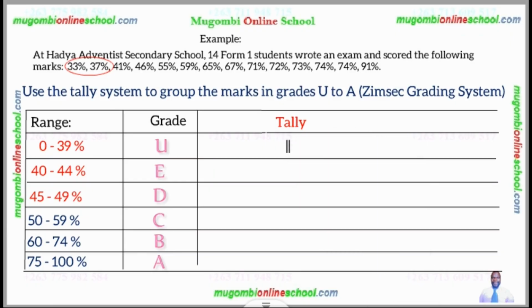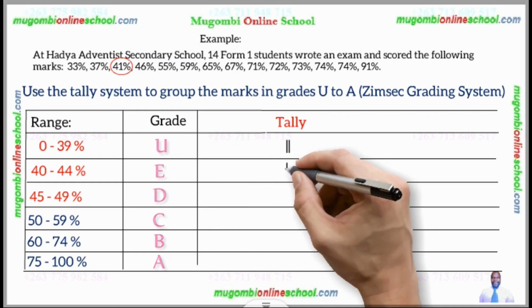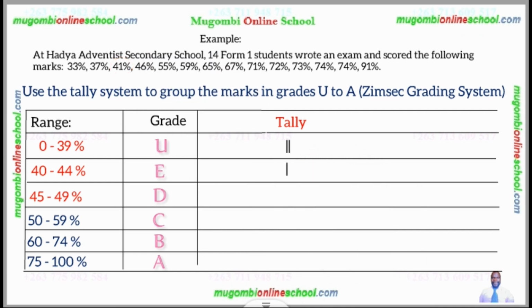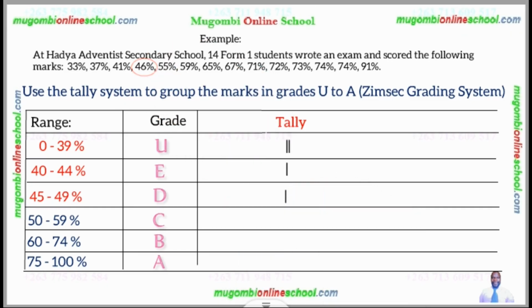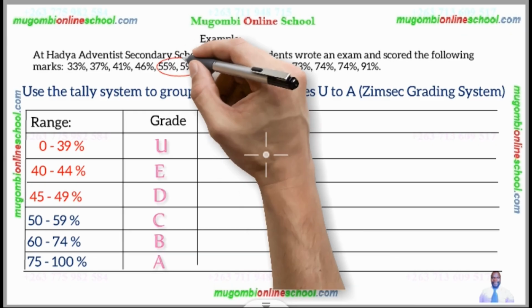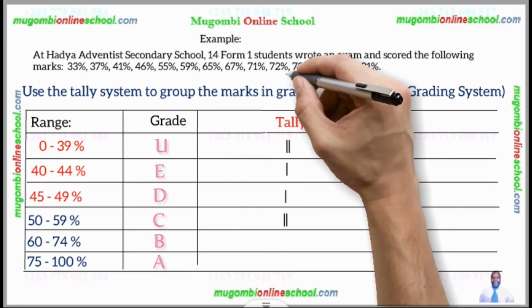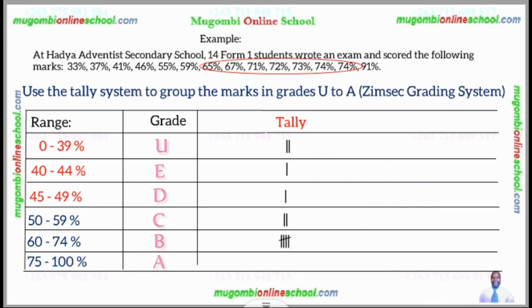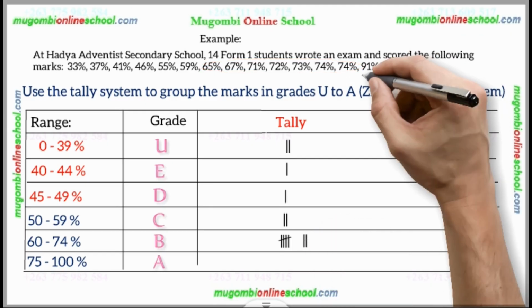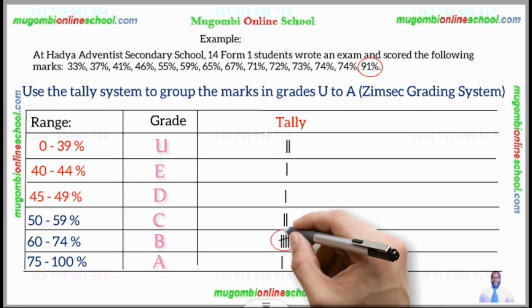In 0 to 39, we have got only 2. So we write 2 straws like this. And then the range of 40 to 44, we have got only 1, which is 41%. And then the range of 45 to 49%, we have also 1, which is 46%. And then the range of 50 to 59, we have got only 2, so we write 2 straws. And then the range of 60 to 74, we have got 7: 5, and then 6, 7, like this. And then the last range, 75 to 100, we've got only one student who scored 91%.